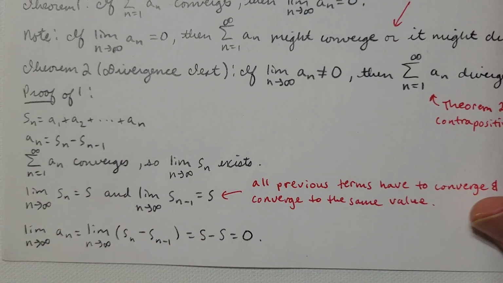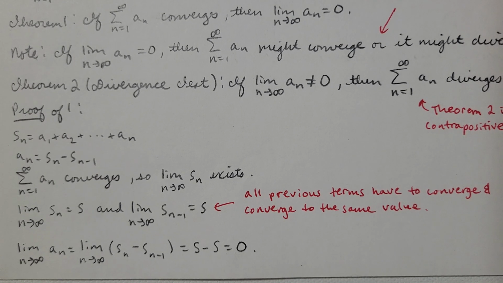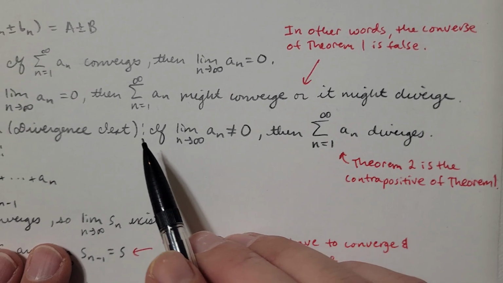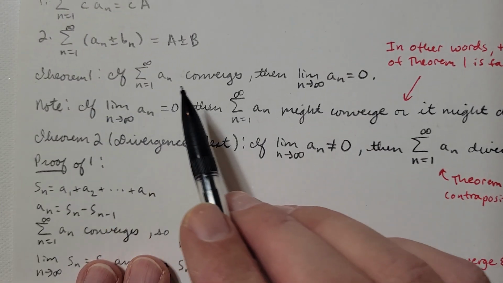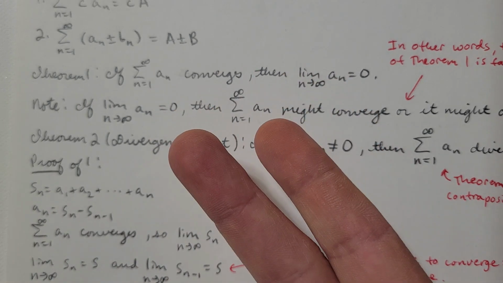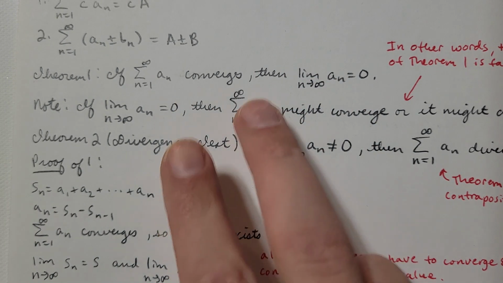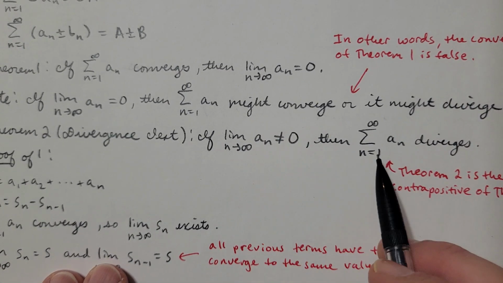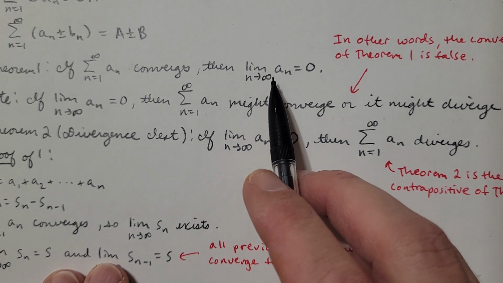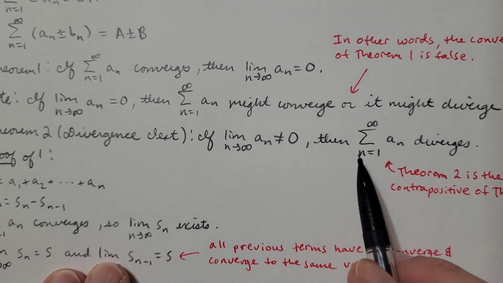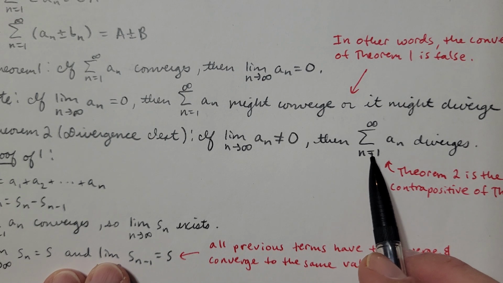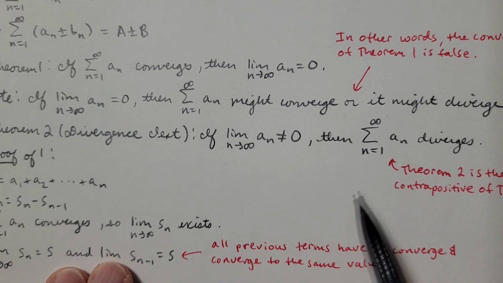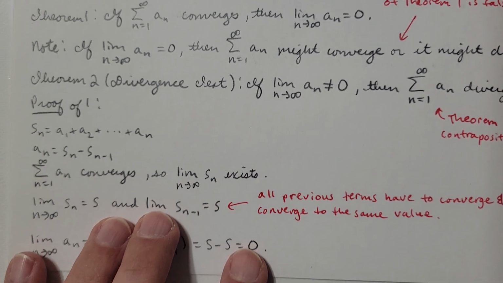By the way, Theorem 2 is the contrapositive of Theorem 1. I said that in Theorem 1, you can't just switch both sides and have it be true. If you switch both sides and negate both sides, that's where Theorem 2 comes into play. So if the limit as n approaches infinity of a sub n is not 0, then the series given by the sum as n equals 1 to infinity of a sub n diverges. That is true, and that's the divergence test.